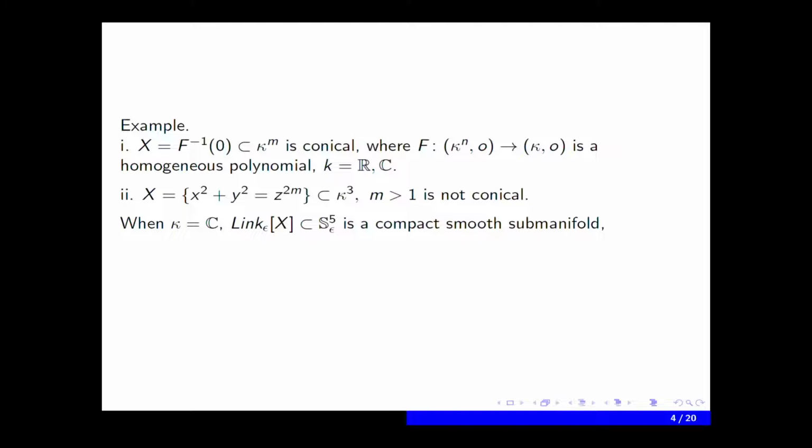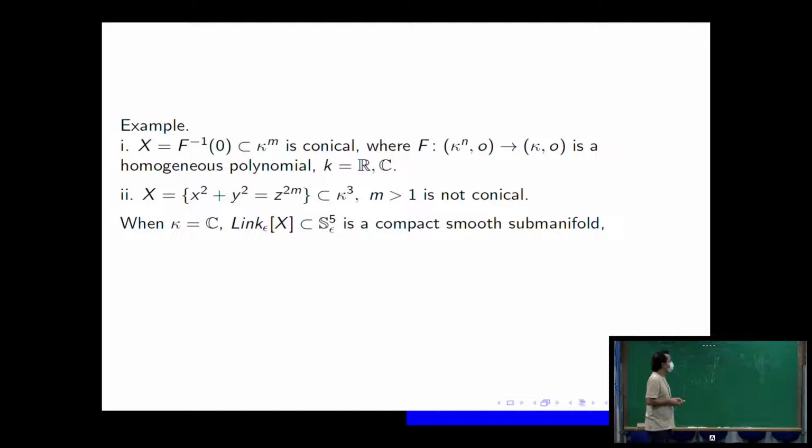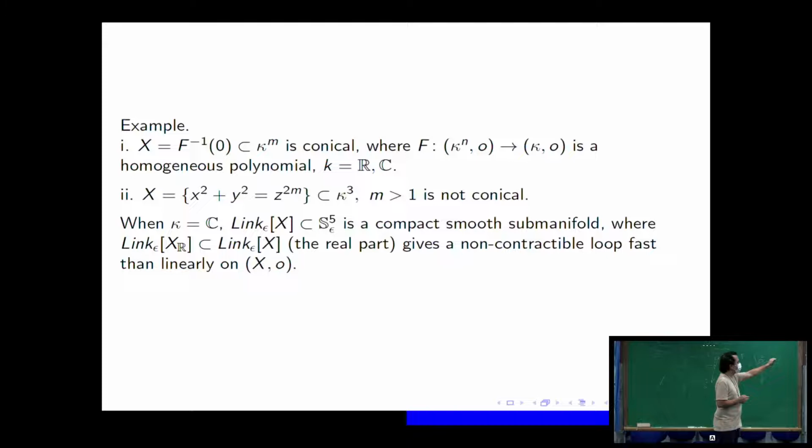but in the complex case it's not immediate. If you think about the complex numbers, the link is an object in the five-dimensional sphere. And then you can get some object on the link. In fact, it's precisely the real part. Observe that the real part of this is, of course, a subset if you think about complex numbers. And then this object gives a non-contractible loop that collapses faster than linear on X. This gives an obstruction to conicality for this set. This must be proved, but it shows a relation of topology with the metric on this X.